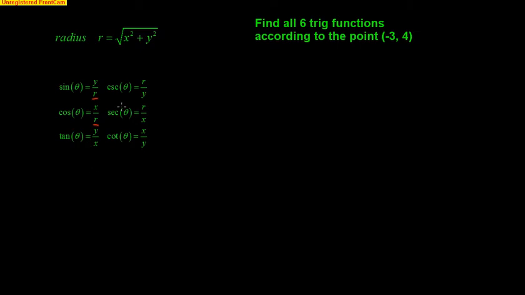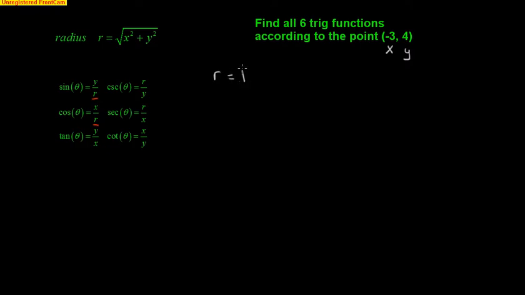So let's look at a real basic one right here. We've got to find all 6 trig functions according to the point (-3, 4). So if we're looking at this, I've got an x and a y right here. So there's my x and my y. All of these come down to just using the Pythagorean theorem. Got to find r first.